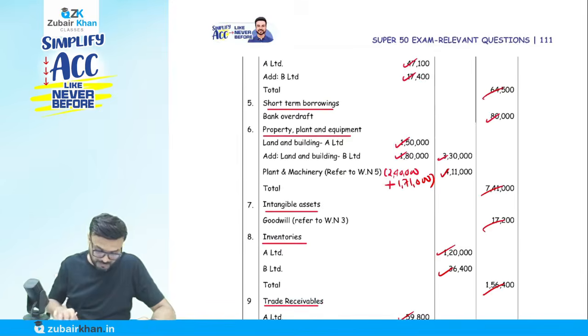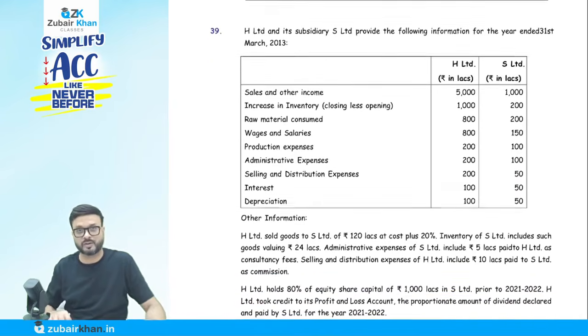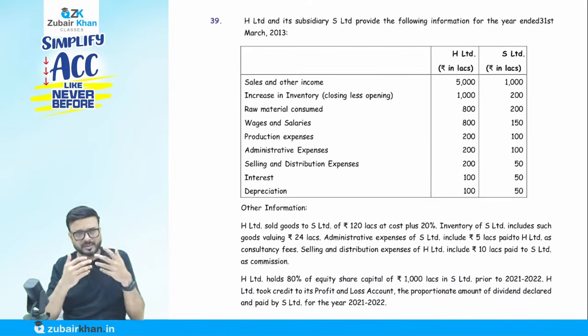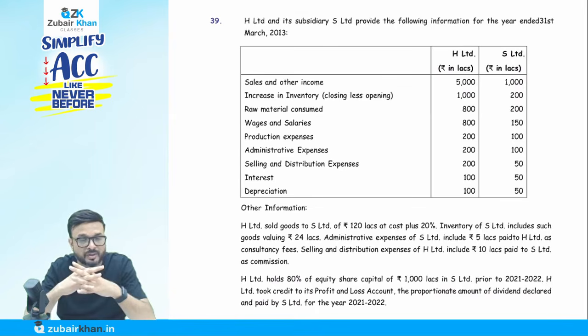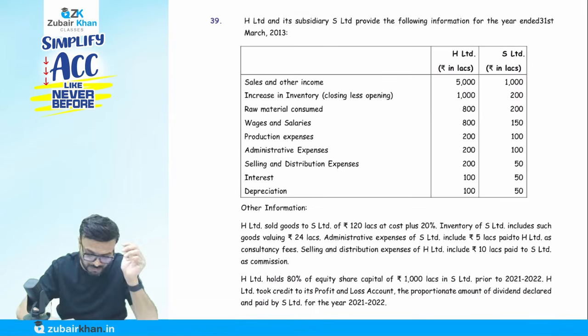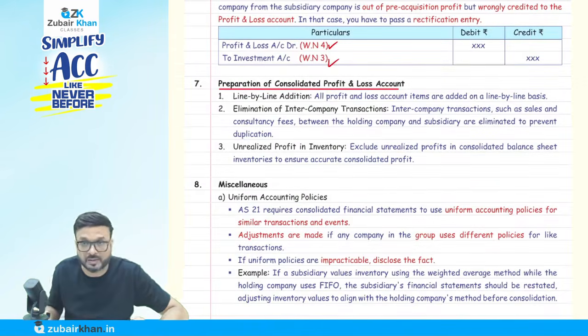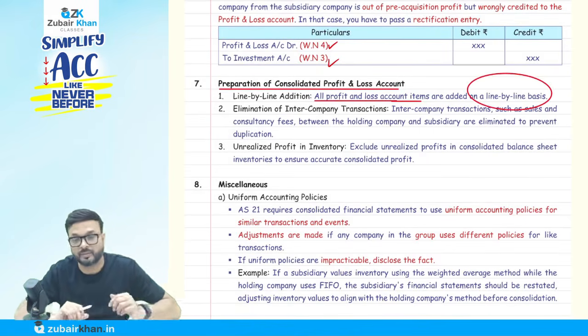Now we come to the next topic, the consolidated profit and loss account. Frequently they ask questions on the consolidated balance sheet, but sometimes they may ask a question on the consolidated P&L, which is very simple. We just have to merge the figures of expenses and income. This is also mentioned in the standard: in the preparation of the consolidated profit and loss account, all the profit and loss account items are added on a line-by-line basis. Line by line means we just add them one by one.